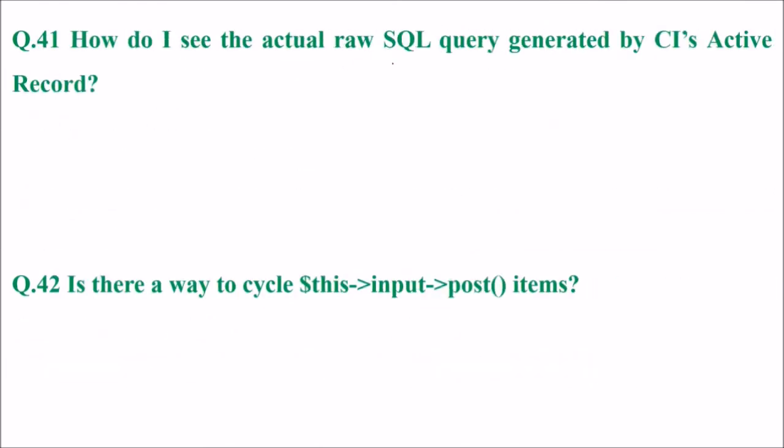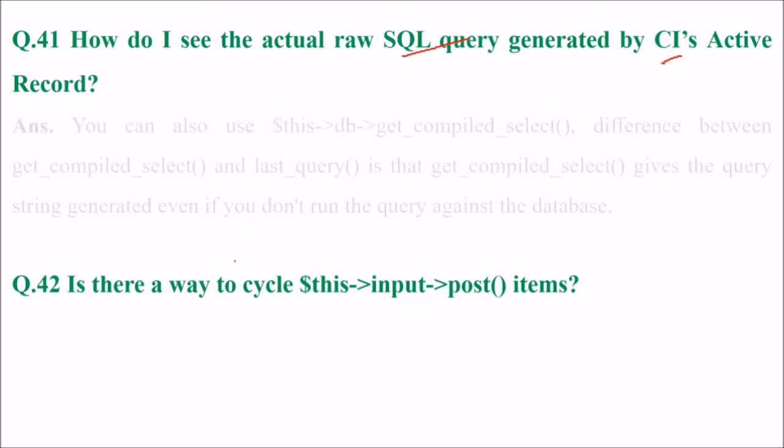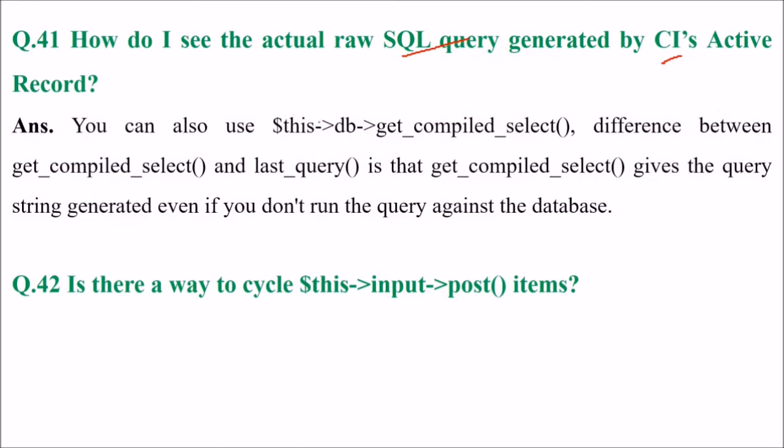How do I see the actual raw SQL query generated by CI's active record? You can also use this: $this->db->get_compiled_select. The difference between this and last_query, because you can use last_query also, is that get_compiled_select gives the query string generated even if you don't run the query against the database.